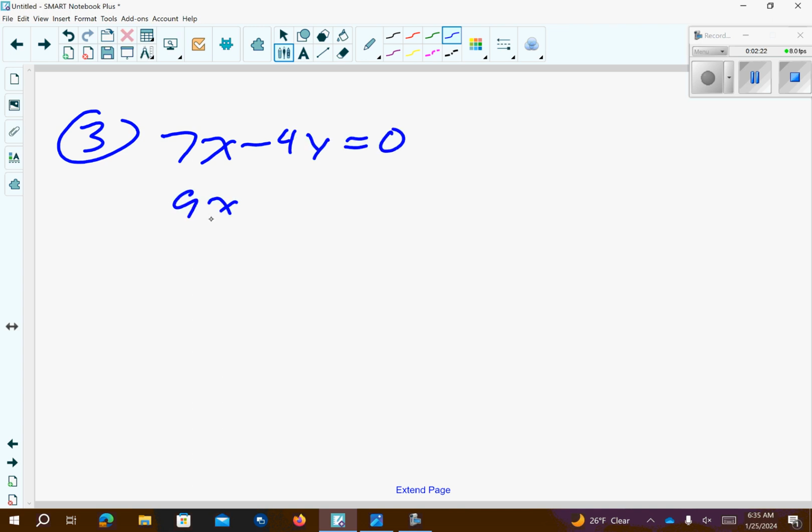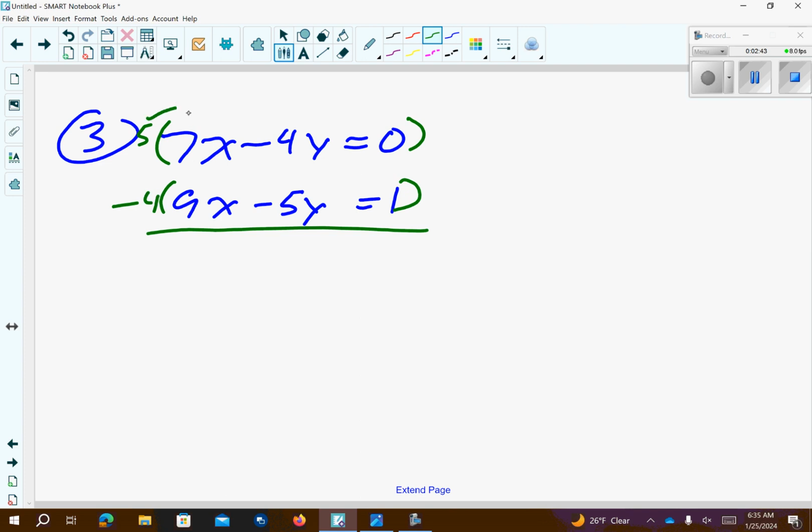And I have 9x minus 5y equals 1. This one I would use the elimination or the addition method. So we have to think which number to get rid of. I'm going to get rid of the y's, okay? But what I'm going to do first is multiply the entire top by 5 and the entire bottom by negative 4. I don't know if we'll have one of these on the test, but it's good to practice. So 5 times 7x is 35x, 5 times negative 4y is negative 20y, and then 5 times 0 is just 0.